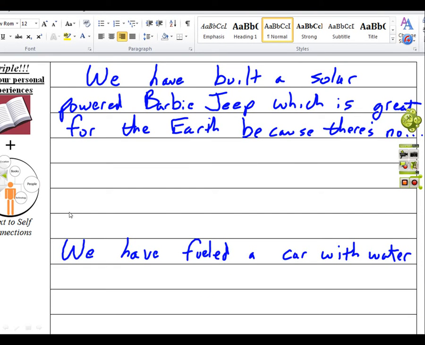The triple is where we're going to make connections between text and our personal lives. It's text to self. So we started this one. And good ways to make text to self connections are the experiments we've done in class. So if you continue this by saying what we've done in class with build a solar-powered Barbie Jeep, finish that sentence. We have fueled a car with water, and you explain how we took hydrogen from water and we used a hydrogen fuel cell car, and we have other opportunities to use that power for other things.